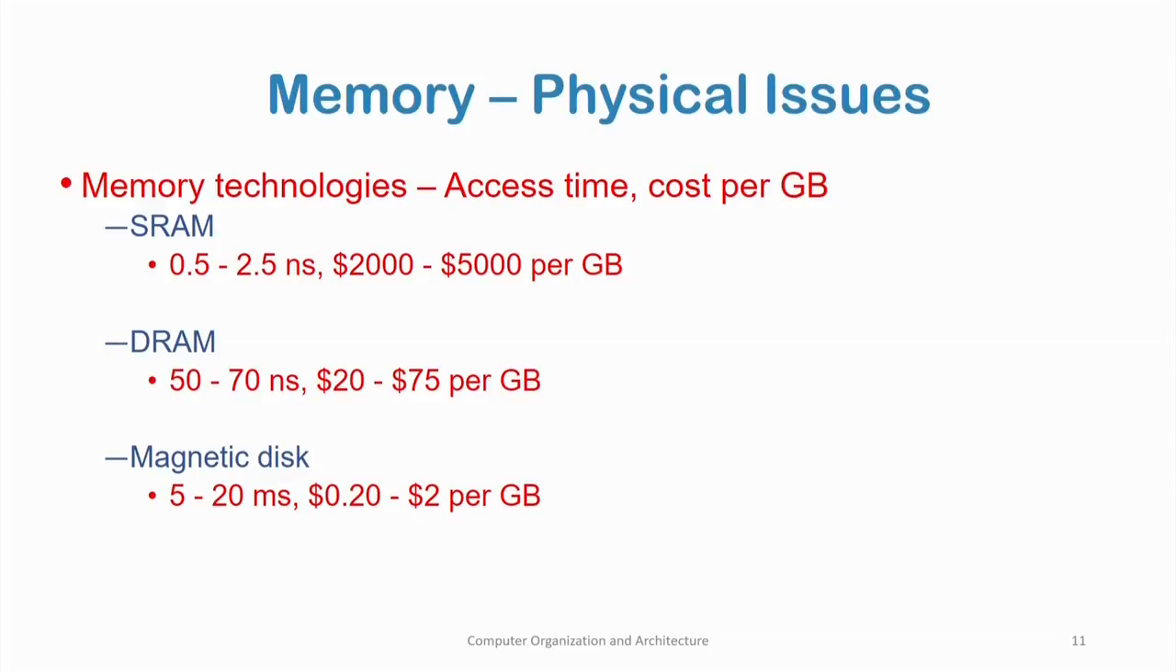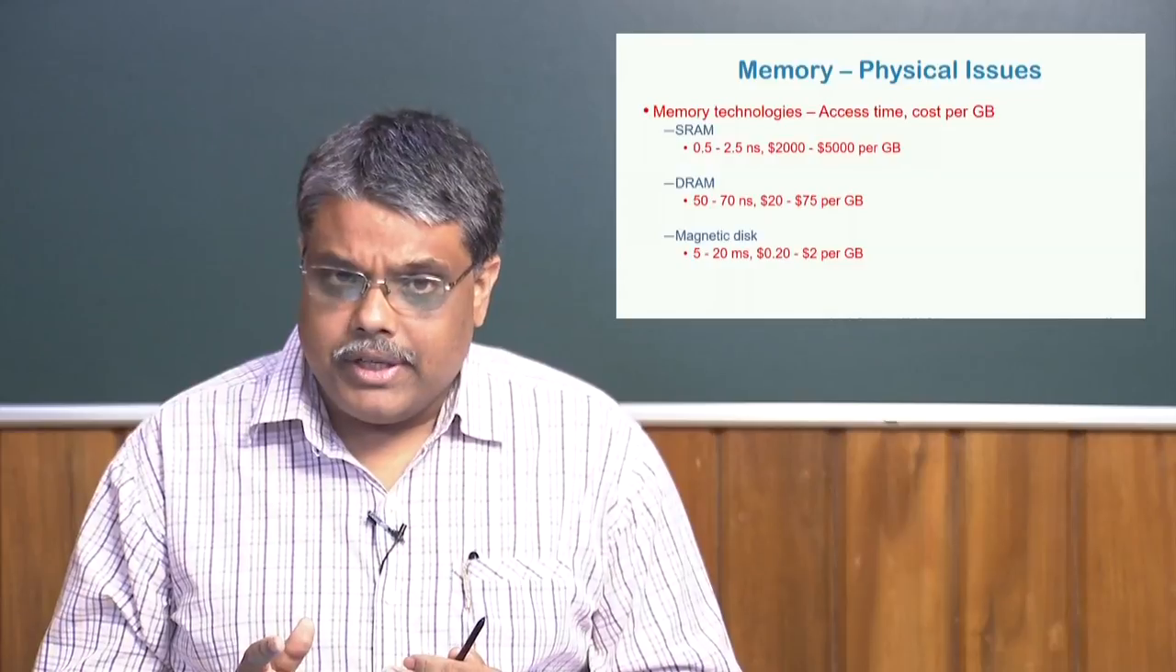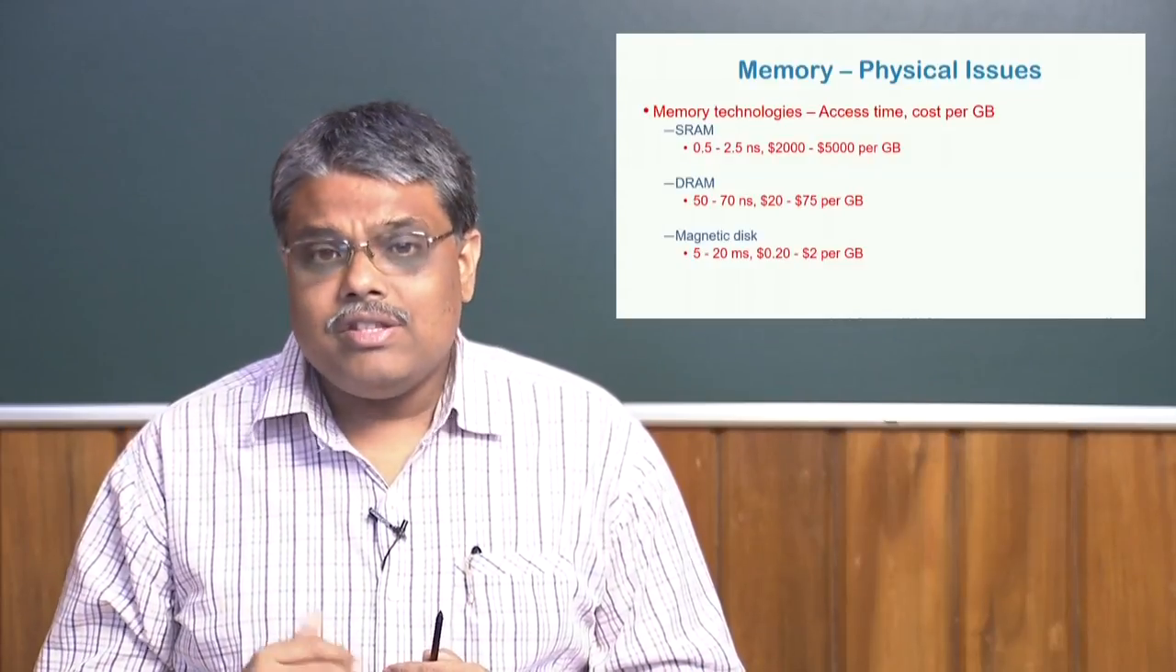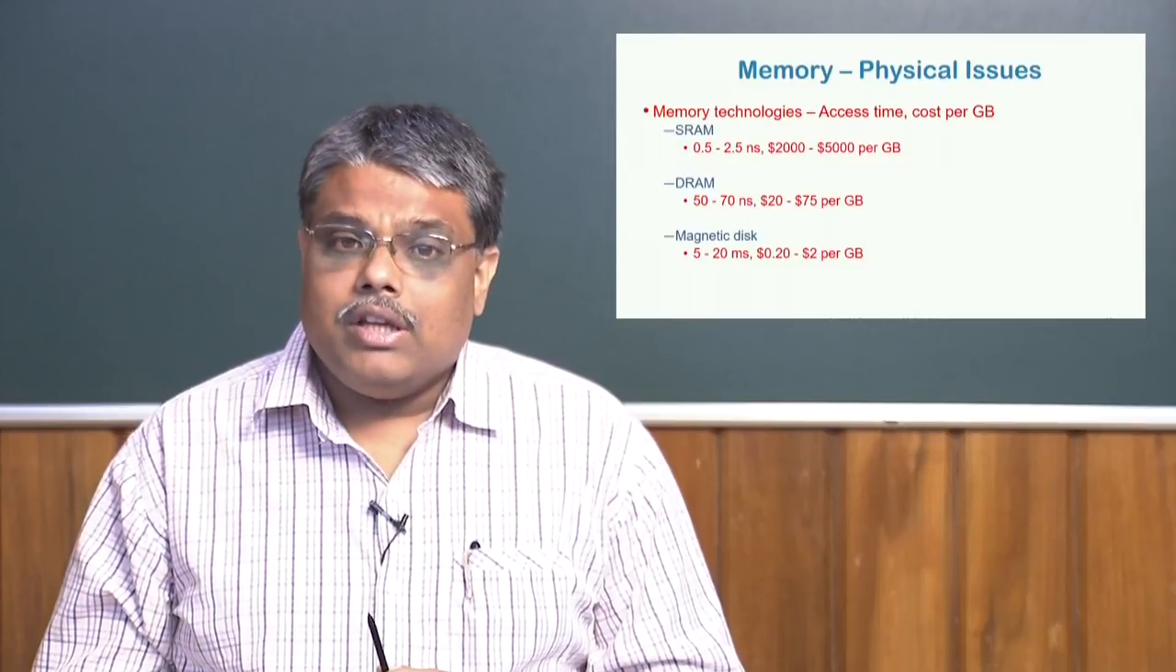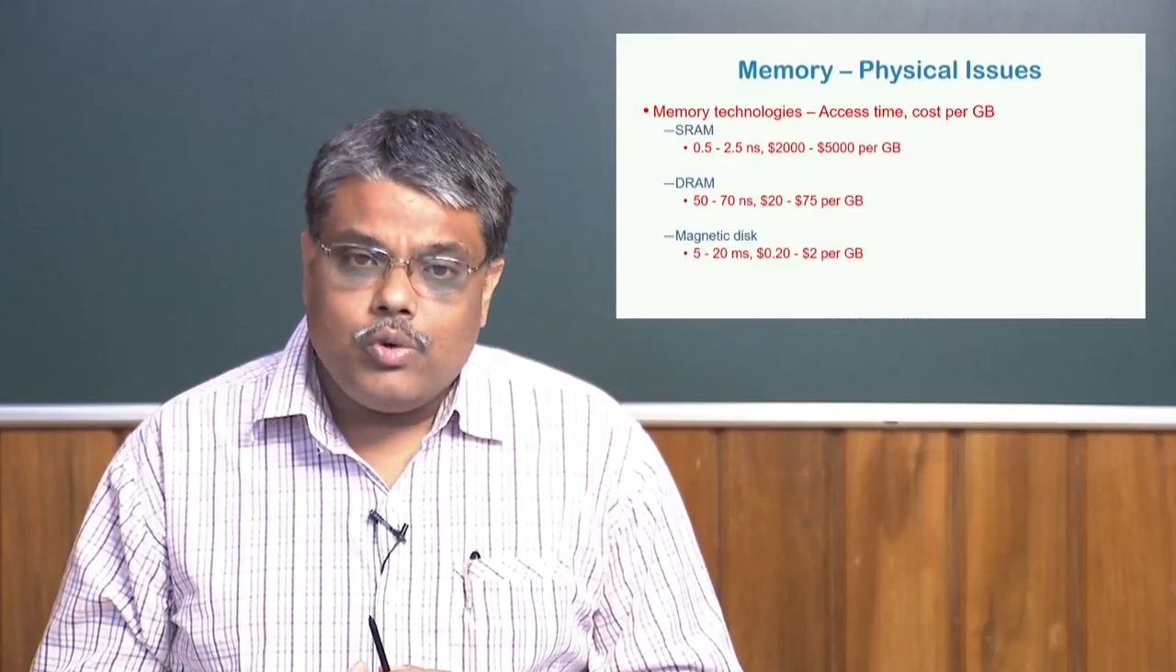For magnetic disks or hard disks, the access time is thousands of times slower than the processor. So, it is about 5 to 20 milliseconds. That means it is tens of thousands of times slower than the processor speed. DRAMs are hundreds of times slower than the processor speed. Magnetic disks are tens of thousands of times slower than the processor speed. However, the cost per GB is also very, very low.